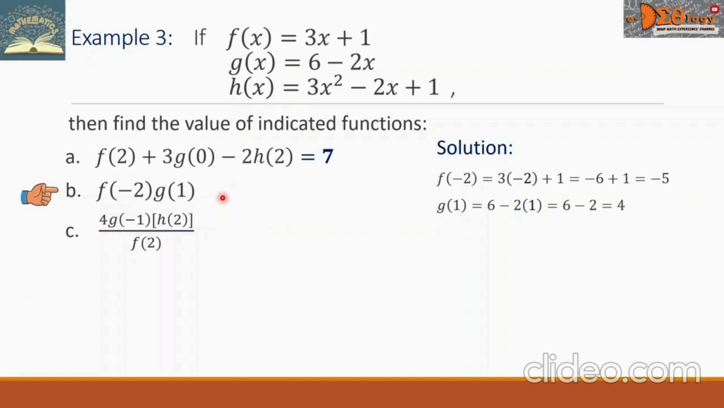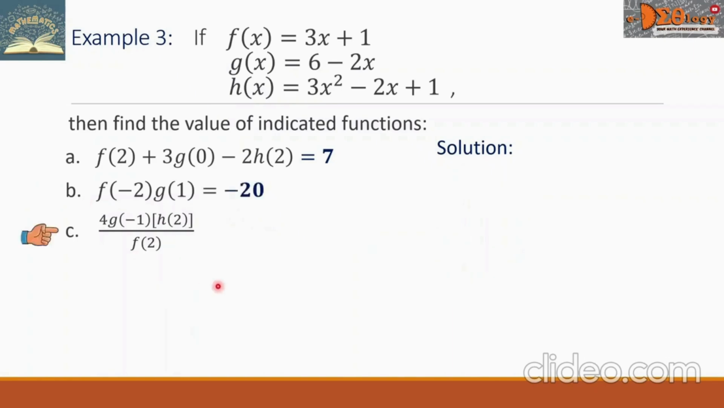For problem B, we substitute the values. So we have f of negative 2 is negative 5 times g of 1, which is 4. So negative 5 times 4 is negative 20. So we write the answer opposite problem B. Now we solve for problem C.